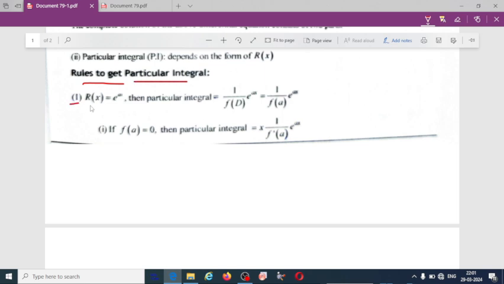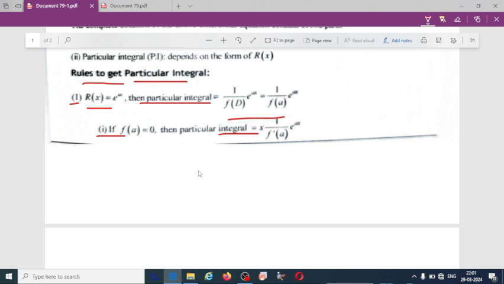The first rule is if r of x is an exponential function, then the particular integral is 1 divided by f of D times e to the power ax, that is equal to 1 divided by f of a times e to the power ax. If you follow these rules, you can solve the non-homogeneous differential equation of second order. And in this case, with an exponential function, if f of a is equal to 0, then the particular integral you should represent as x into 1 divided by f dash of a, e to the power ax.